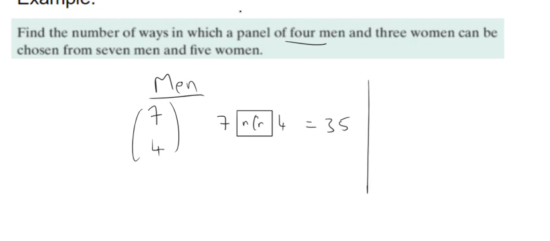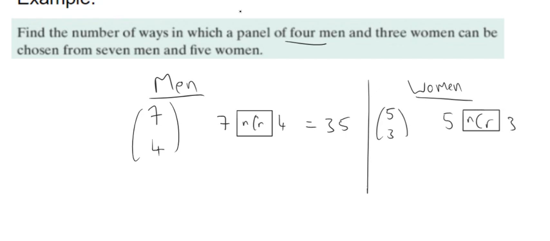Then for the women, we're going to do it in the same way. We have to choose 3 from 5, so 5 choose 3. We just do 5 and then the nCr button, and we press 3. That should give us 10 different ways.